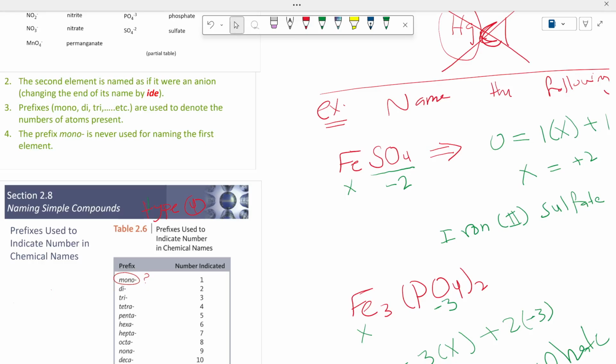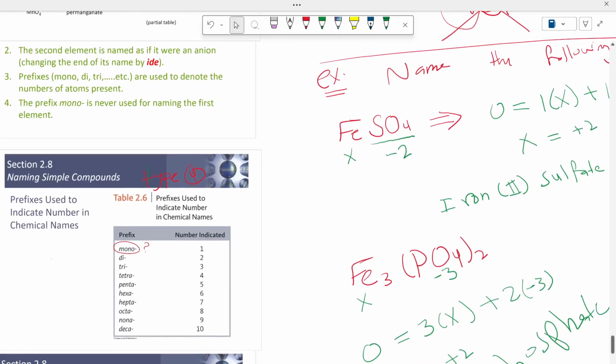In type 1, the subscripts were not written in the name, while here in type 4, you should write the names of these subscripts using the Greek prefixes. So if the subscript is 1, you should write mono, 2 di, 3 tri, 4 tetra, 5 penta, hexa, hepta, octa, nona, and deca. So this is the difference.